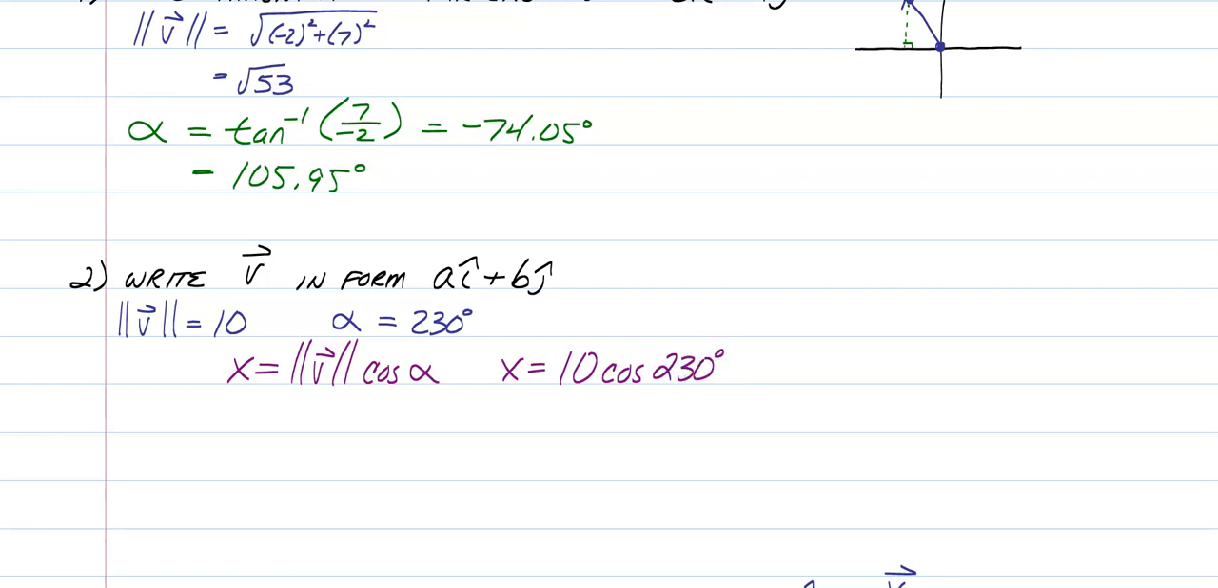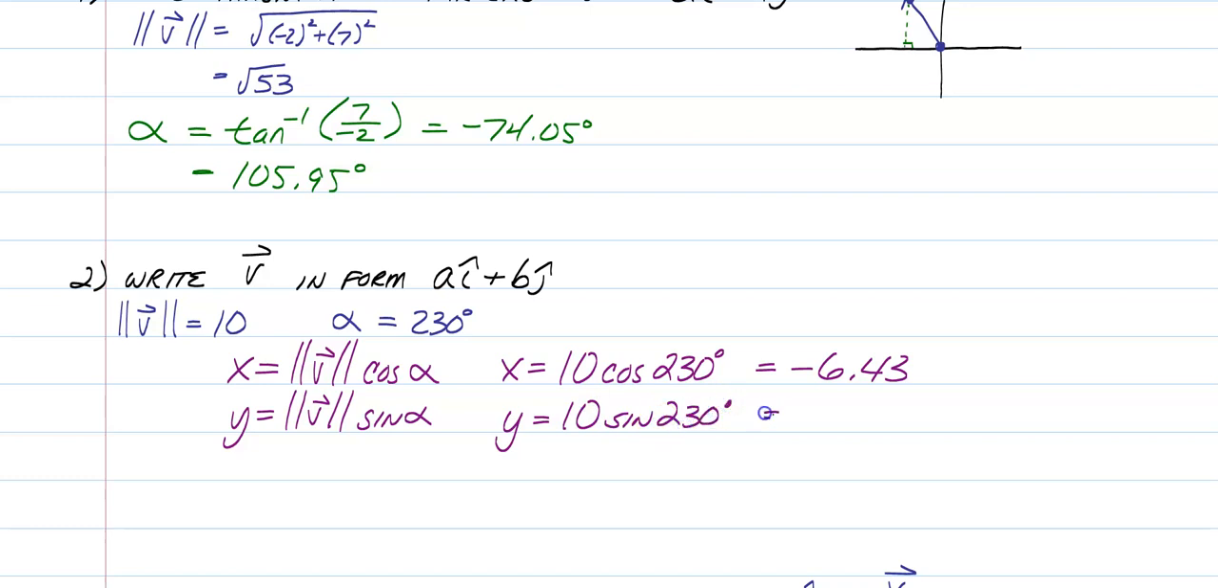And all you have to do is type that in your graphing calculator. Make sure you are in degrees. And that's going to give you a negative 6.43. And then to do the same thing for y, y is just the magnitude of the vector times the sine of alpha. Again, same as r cosine theta and r sine theta, just switching over to vector. So this is 10 sine of 230, which, again, type that in the calculator and you get negative 7.66.